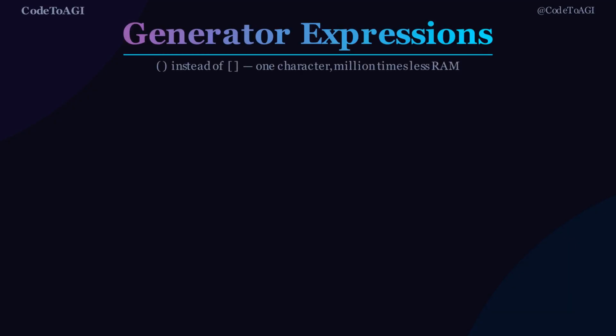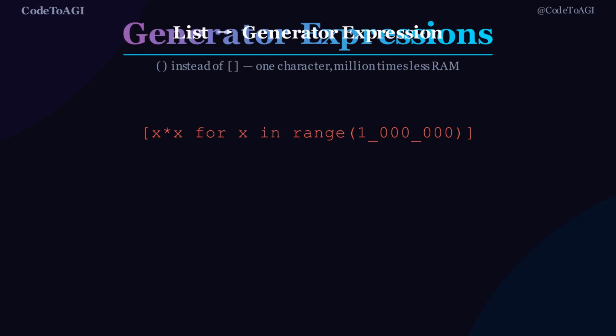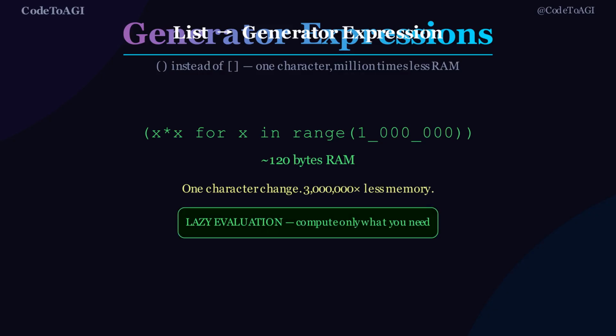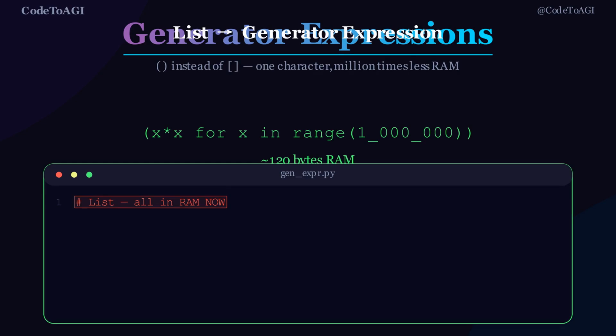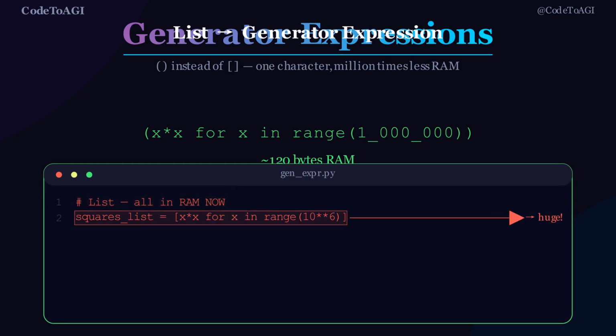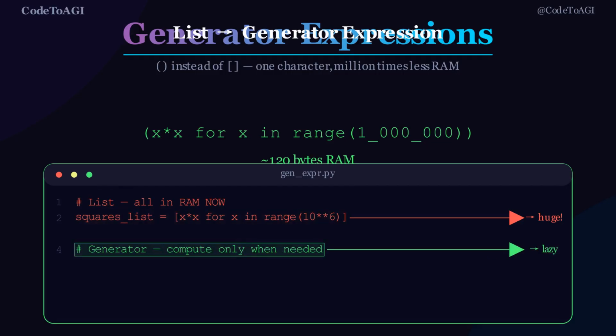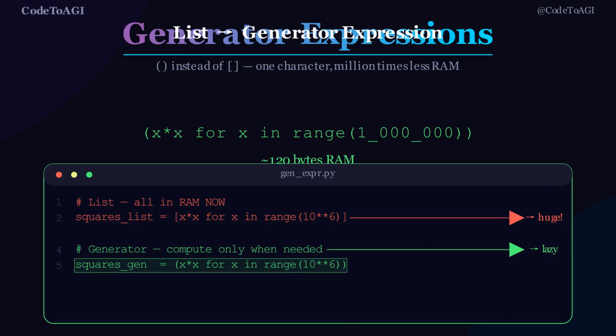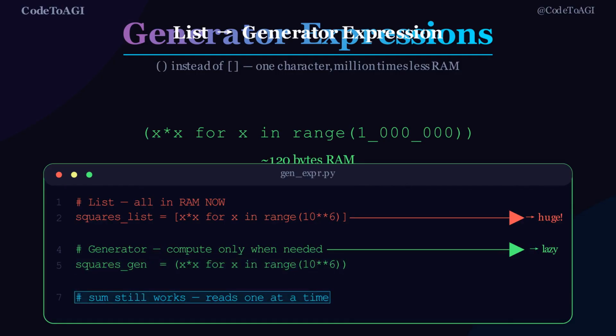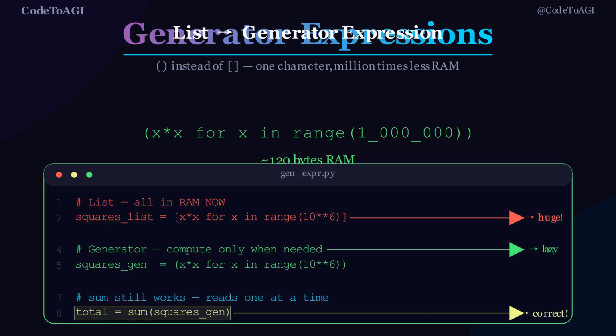Generator expressions are the fastest way to write a generator. They look exactly like list comprehensions, but with round brackets instead of square brackets. List comprehension with square brackets creates all million numbers in RAM right now. Generator expression with round brackets creates nothing yet. Values are produced one at a time only when you ask for them. This is called lazy evaluation.